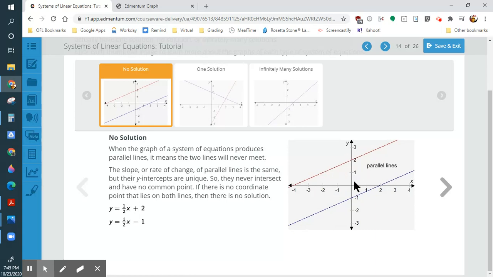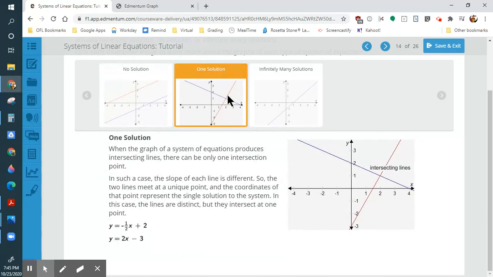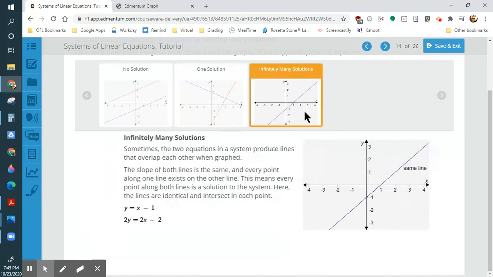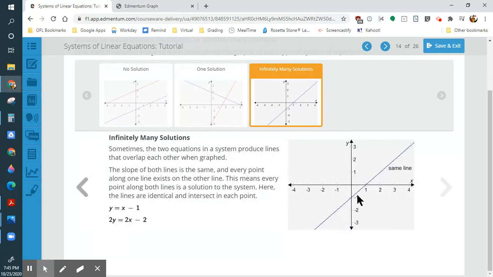They cannot touch each other, so there's no solution. They do not intersect. One solution, meaning that they intersect in one spot, or infinitely many solutions. If they're the same line, so you can see here, all they did was multiply the line by 2. When you multiply a line by 2, it's still the same line. Since we're dealing with all of infinity, it doesn't really change where we're going.